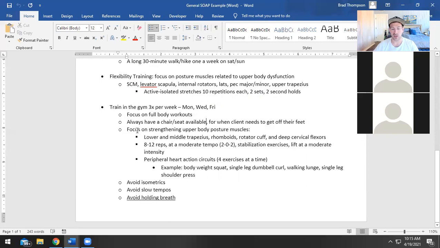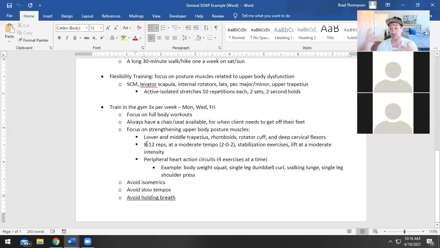So we're going to focus on strengthening, and when we're building strength, on strengthening their upper body postural muscles. Lower and middle trapezius are going to be huge. Rhomboid is going to be huge. Rotator cuff is going to be huge. Deep cervical flexion is really important. So I'm just going to make sure they tuck their chin consistently and keep their head on top of their shoulders.